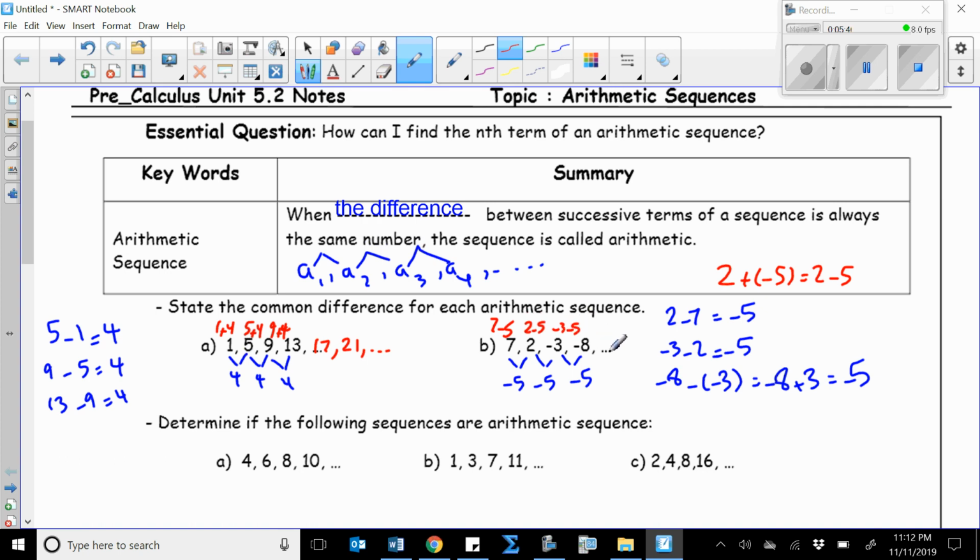To find the next term, we're going to do negative 8 minus 5, which will be negative 13. The next one, negative 13 minus 5, negative 18. So that's how you find the next term of this sequence. So in an arithmetic sequence, you just find the difference between terms and add that to each term to get the next one.